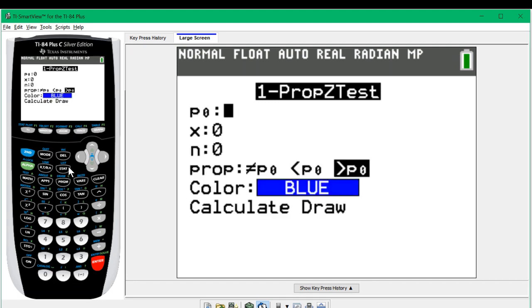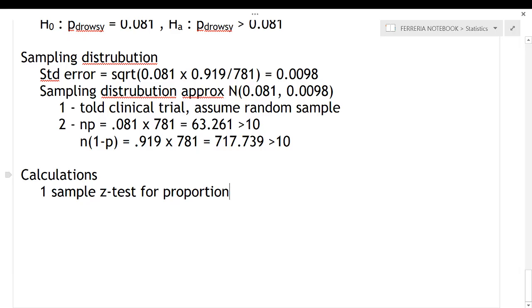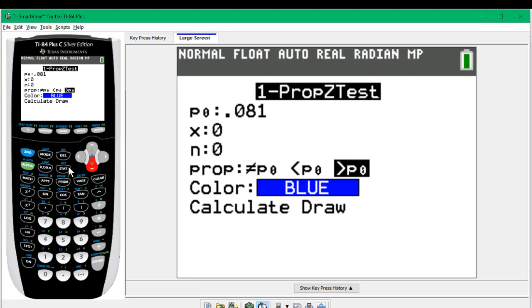P naught. That is from the null hypothesis. I saw multiple people put an 8.1 here, and the calculator threw up at them. So it's not 8.1, it's 0.081. The next one here would be the value of n times p. We calculated n times p as 63.2. In your calculator, you can't put 63.2, you have to put a whole number there. So what whole number are we closest to? 63. Sample size was 781.